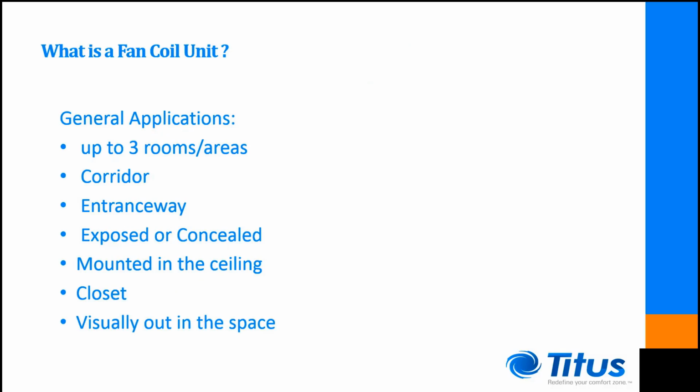Let's discuss now the general applications of where we would find fan coils typically installed. From the list, we can see that the areas a fan coil would be installed into are generally smaller areas. 1 to 3 areas or rooms will typically be serviced by one fan coil unit. Fan coil units are very versatile in that they can be mounted above the ceiling, hanging from the ceiling, behind a wall, or on the ground in front of a wall. Corridors and entranceways are also popular locations like we might see in a dormitory or hotel.